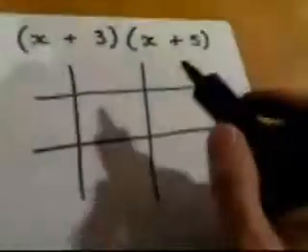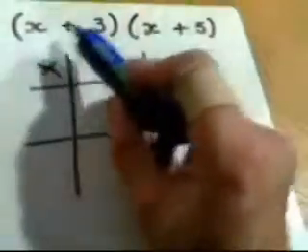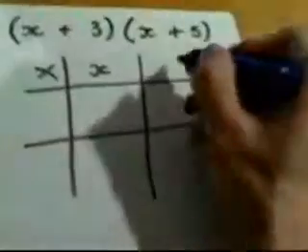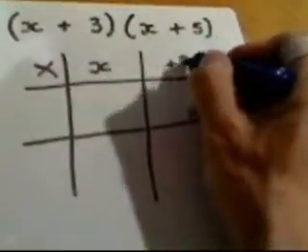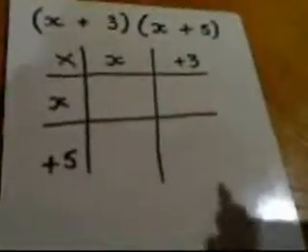Now what I'm going to write along the top here, I'm going to put a multiply there to remind myself I'm multiplying, and I'm going to put the contents of the first bracket along the top. So I'm going to write an x, that's my first part, and the plus 3 with its sign there afterwards. Down the side I'm going to have an x and a plus 5, that's my second bracket. Now I'm just going to multiply the various bits together.